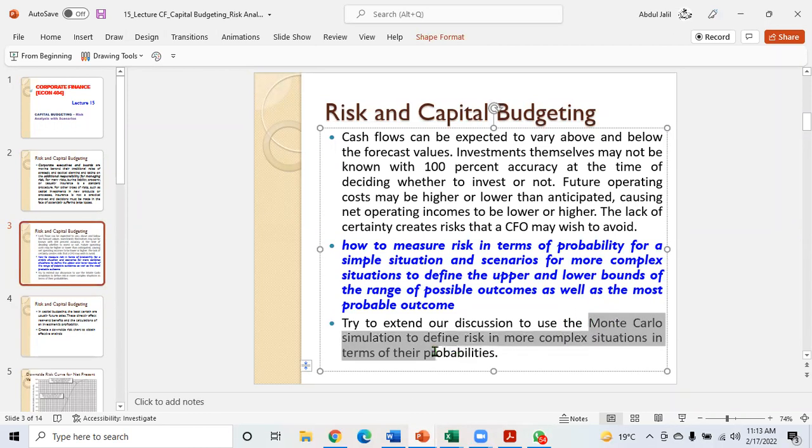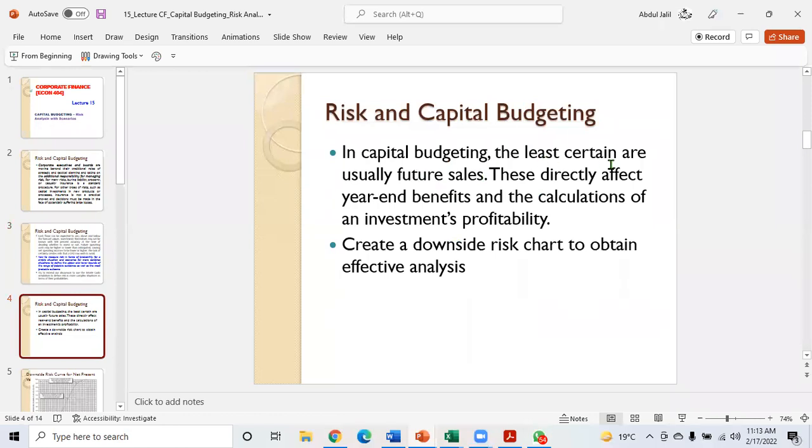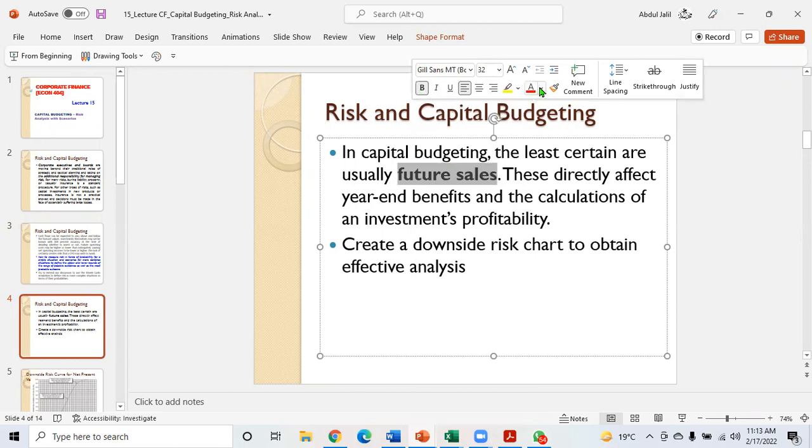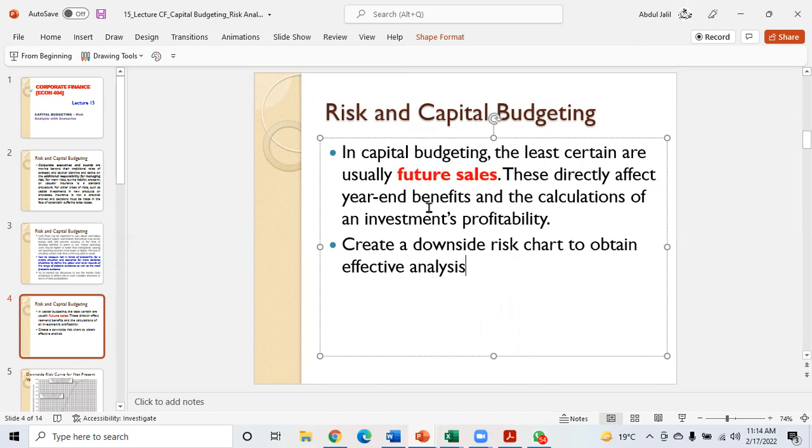Actually, this Monte Carlo simulation cannot be applied now because time is short. Otherwise, I definitely have the intention to do that. Anyhow, in capital budgeting, the least certain are usually the future sales. So actually, this future sale is not clear. Meaning to say, you don't know what this future sale would be, but what is clear in your mind is that it should increase, or it should remain stable, sustainable, right? So these directly affect the benefit and the calculation of investment profitability. Because what is the purpose of selling your product? It is just to generate maximum profit.